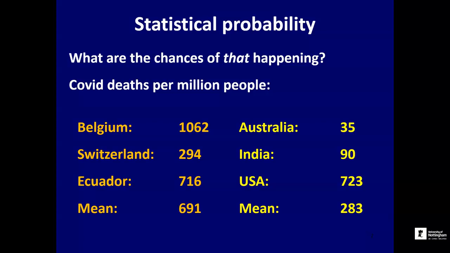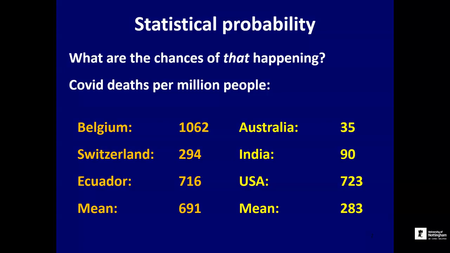So on average, the 3 countries that I picked, which are chocolate producers, have a death rate of 691 people per million. The 3 countries I picked, which are representative of countries that don't produce good chocolate, Australia, India and the US, well, Australia and India have very low death rates per capita for very different reasons, I suspect. But again, we won't get into that. The US, on the other hand, does have quite a high death rate, amongst the highest in the world. But the average death rate for those 3 countries is 283 deaths per million.